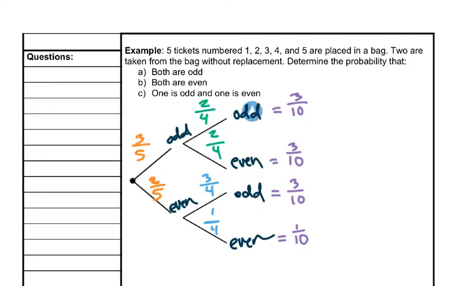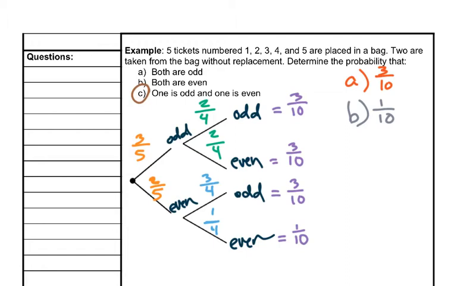So after multiplying along each branch, I got these probabilities here. If we add them up, we should get 1, and we do. So now let's answer these questions. We want to first find what's the probability that both are odd. So that would be to follow this odd, odd path only, and that's going to be this 3 out of 10 at the end. Problem B is asking, what about both being even? So that would be to follow this even, even path, which we get 1 out of 10 in the end.